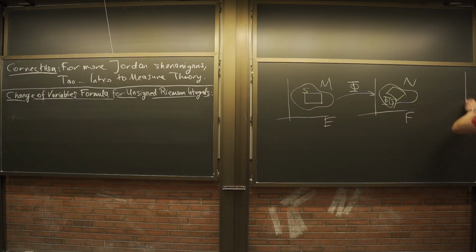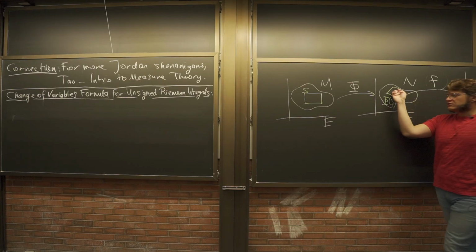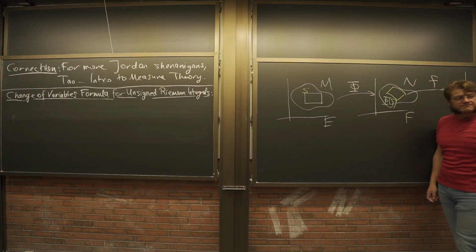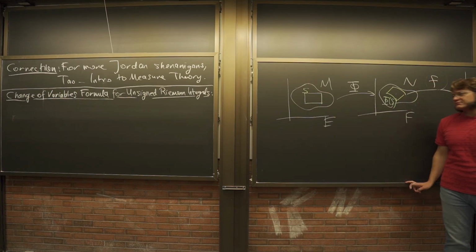So I'm going to have here R. And on this, I want a function like this. And what do I want to do? I want to relate the integral of this function over this region to the integral of the composition on this region. OK, that's the change of variables formula.